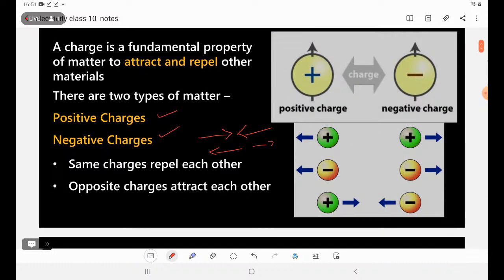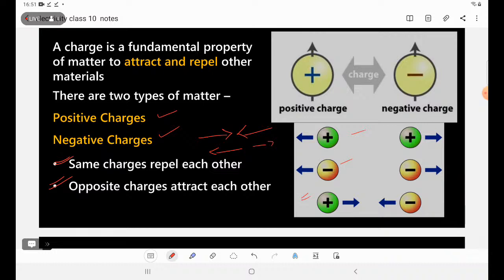Next, the types of charges are positive and negative, and their properties are these two. The same charges repel each other and opposite charges attract. That means positive and negative attract while these two are repelling each other. So basically, what is charge? Charge is a fundamental property of matter that tells the object whether to attract or repel other materials. Hope you have understood till now.